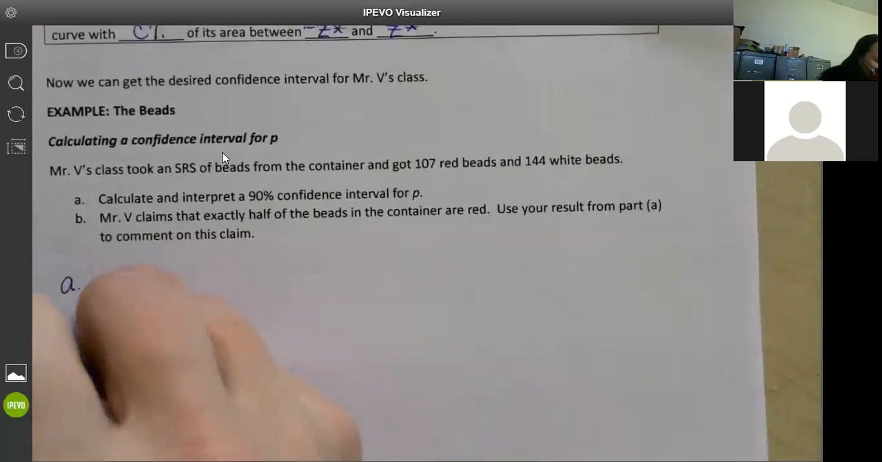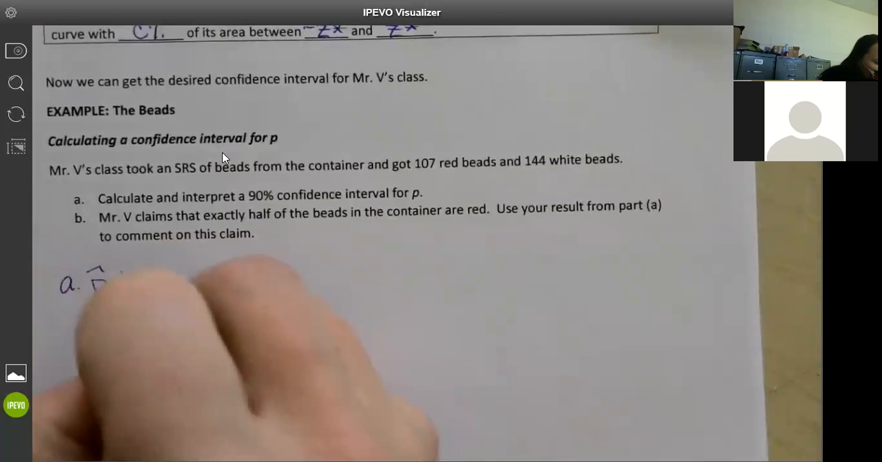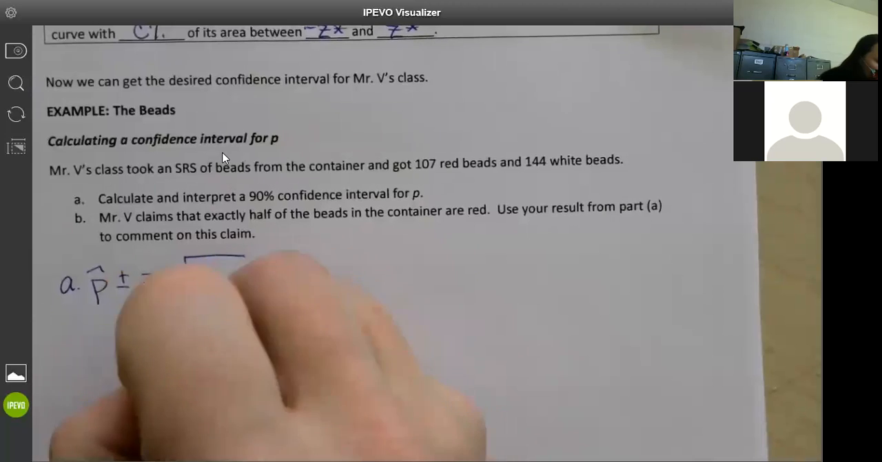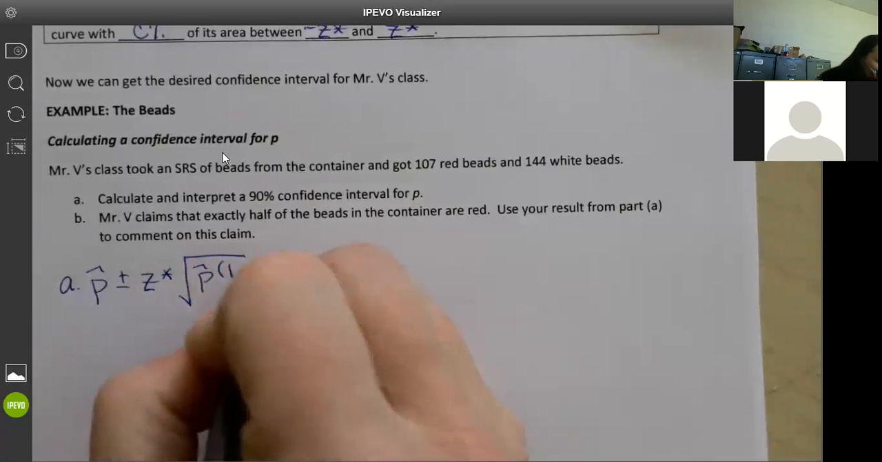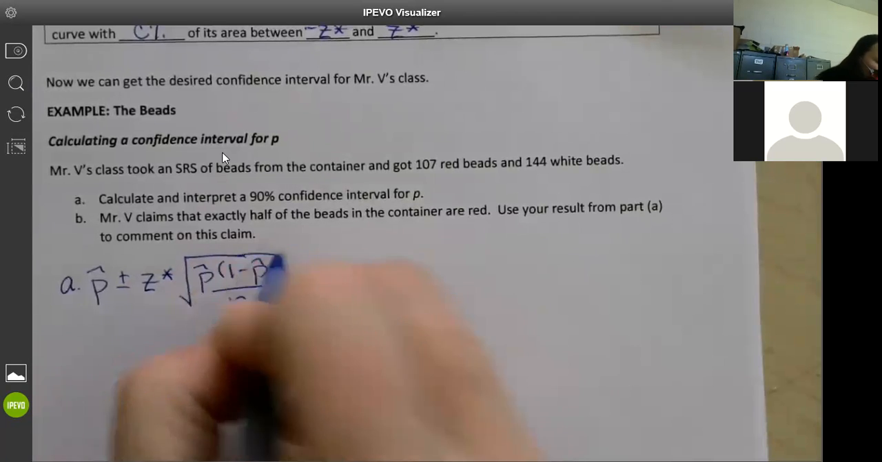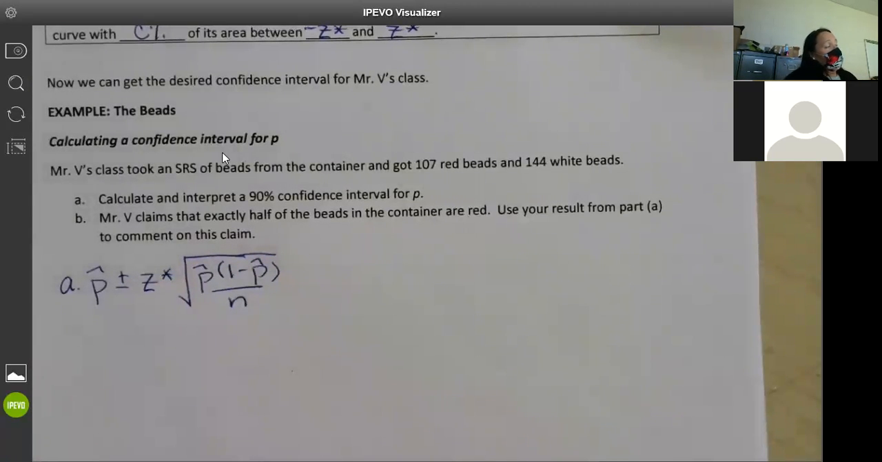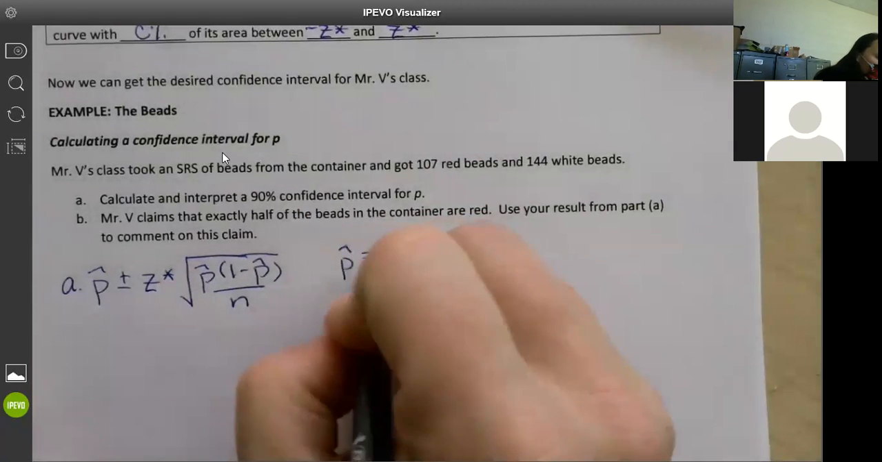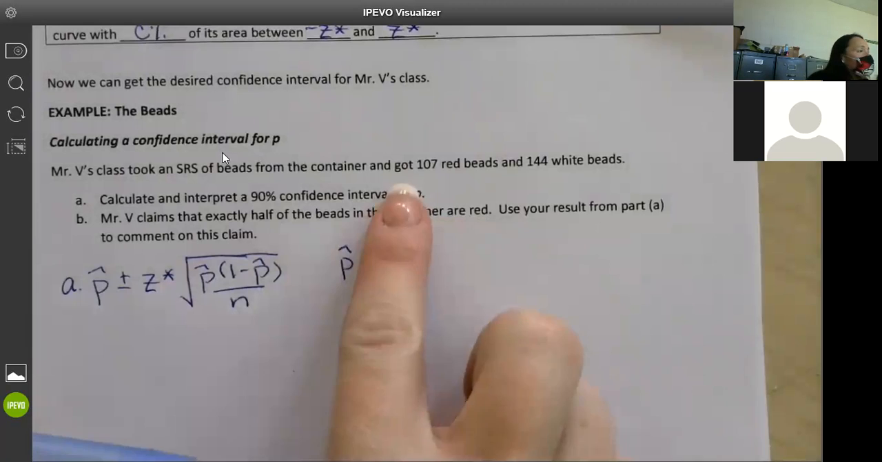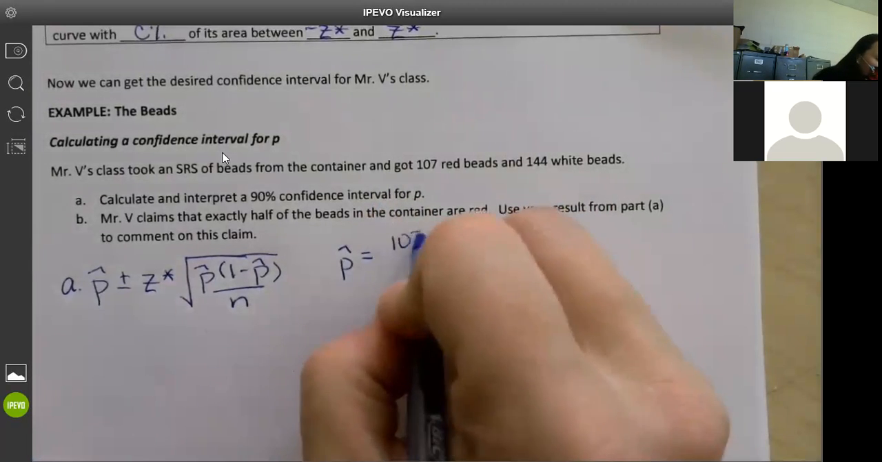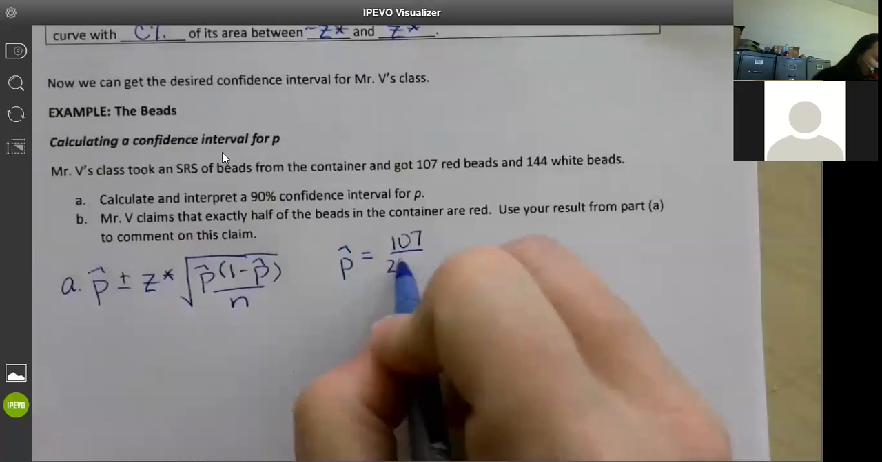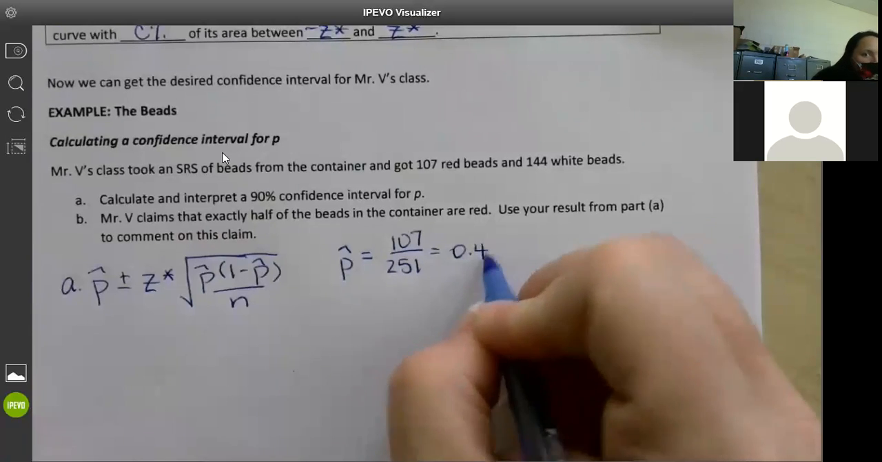All right, so remember our formula is P hat plus or minus Z star times the square root of P hat times 1 minus P hat over N. I would suggest that you write this formula every time and define what you have. When we get into the ones where it's state, plan, do, conclude, you want to make sure that you define all your variables, okay? So I'm going to do that same thing right here. P hat is our proportion. We already did this earlier. He had 107 red beads out of 251, which was 0.426.